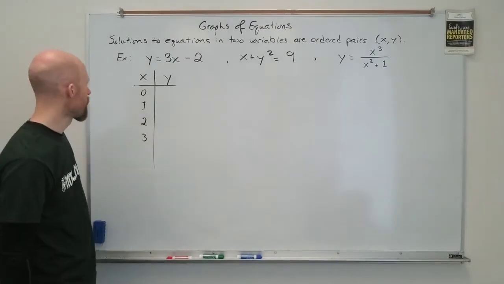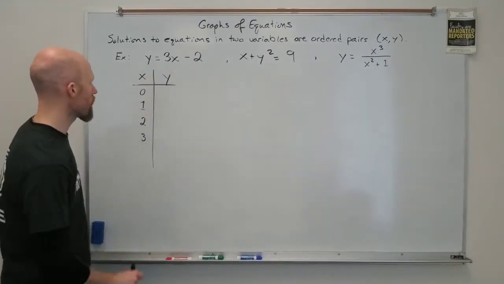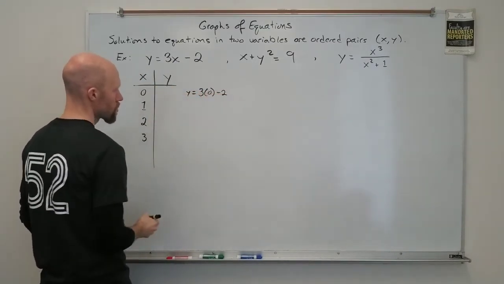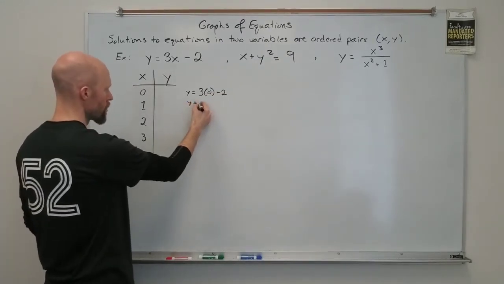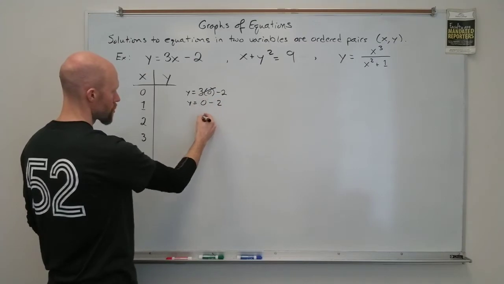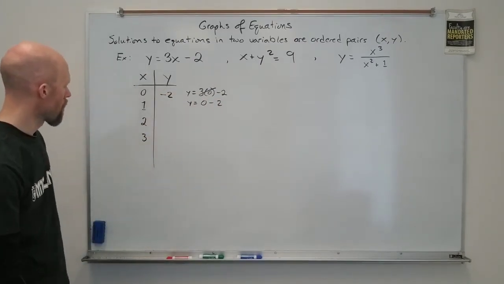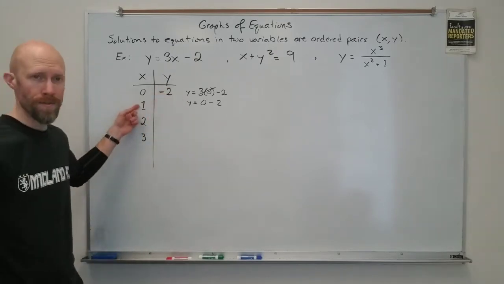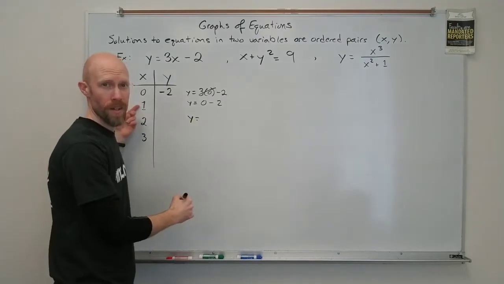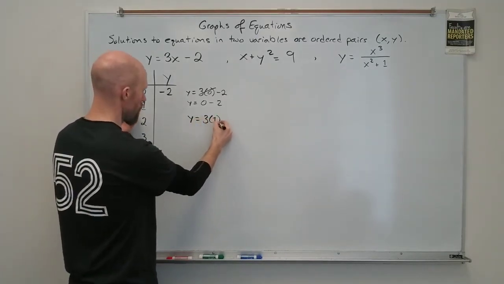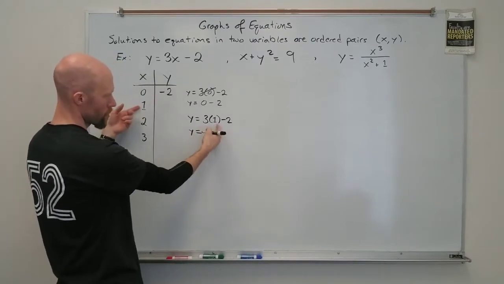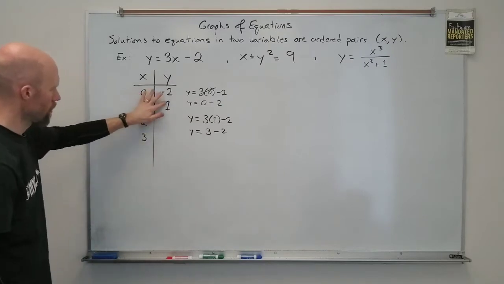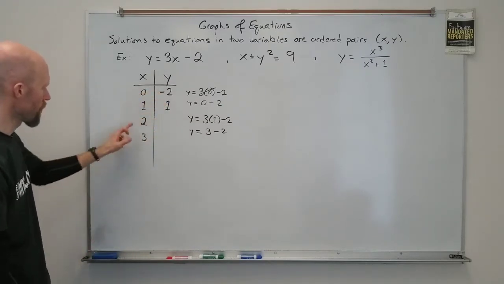Pretty simple. All I do is plug the value in for X and calculate the Y. So Y is going to be 3 times 0 minus 2, order of operations. 3 times 0 is 0, minus 2 is negative 2. Plug in a 1 for the X value. So Y equals 3 times 1 minus 2. Again, order of operations, multiply, then subtract, and 3 minus 2 is 1. So 1, comma, 1 is the solution.